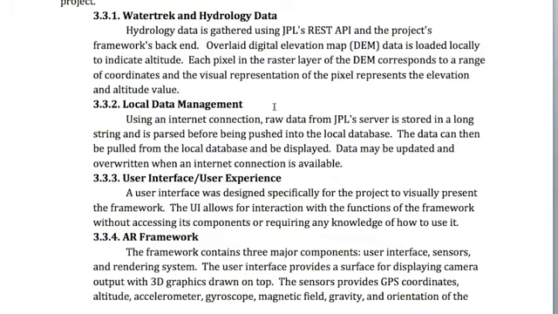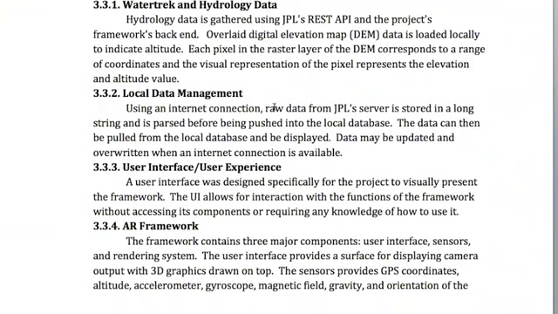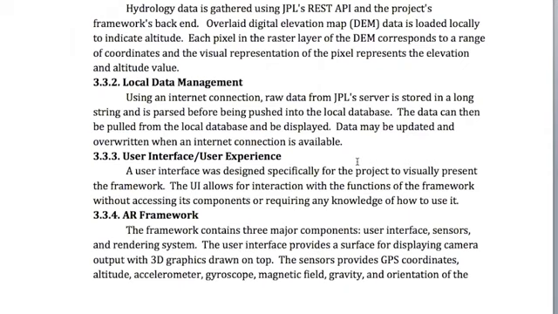Interesting. 3.3.2 Local data management. Using an internet connection, raw data from JPL's server is stored in a long string and is parsed before being pushed into the local database. The data can then be pulled from the local database and be displayed. Data may be updated and overwritten when an internet connection is available.